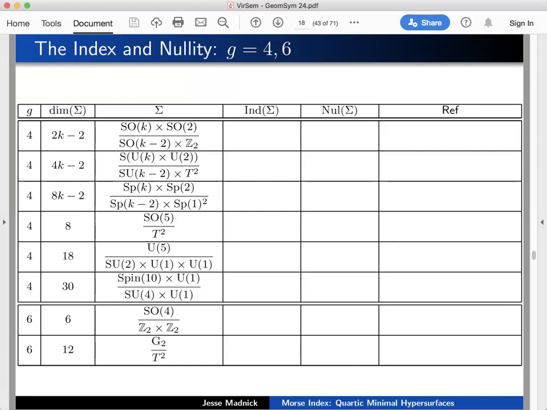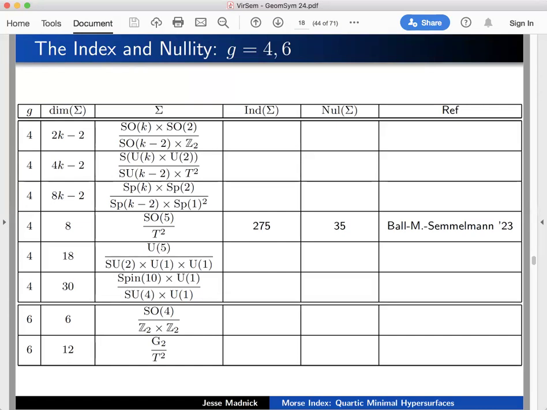And so the first result I'd like to advertise is that SO5 mod T2, that 8-dimensional minimal hypersurface in the 9 sphere, has Morse index 275 and nullity 35. We were very happy to compute the index and nullity there. And so we started looking at least one of the others. It would be nice, for example, to compute the index and nullity of some of these infinite families. And so far, we don't know whether we can really do that. The infinite families are somewhat daunting.